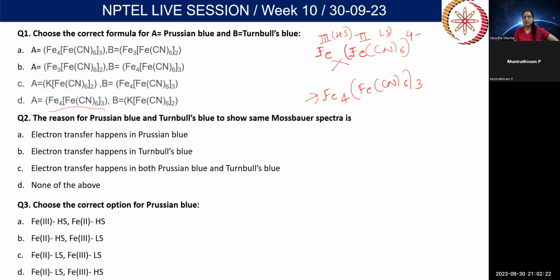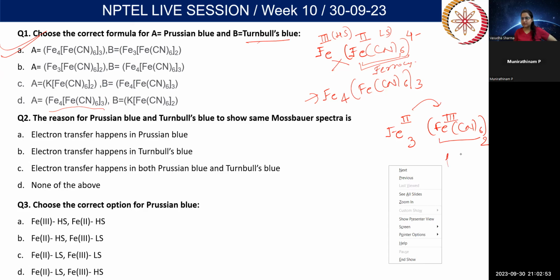Now look at Turnbull's blue. We have seen that the formula says iron 2 is outside and iron 3 is inside, where the electron transfer happens. So when this is the case, it would be 3 and it would be 2. So the first option is correct. You can work on this formula. With practice, you will get to know which one is what. And you can understand that Prussian blue has ferrocyanide inside, and this has ferricyanide, because the oxidation state is higher in case of Turnbull's blue. So is this clear?